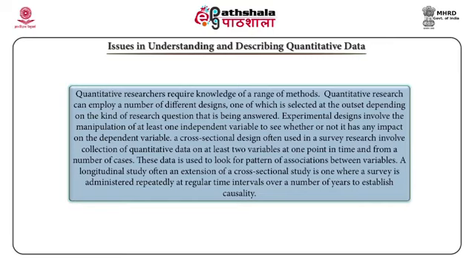Quantitative research can employ a number of different designs, one of which is selected at the outset depending on the kind of research question that is being answered. Experimental designs involve the manipulation of at least one independent variable to see whether or not it has any impact on the dependent variable. A cross-sectional design, often used in survey research, involves collection of quantitative data on at least two variables at one point in time and from a number of cases. This data is used to look for patterns of association between variables.